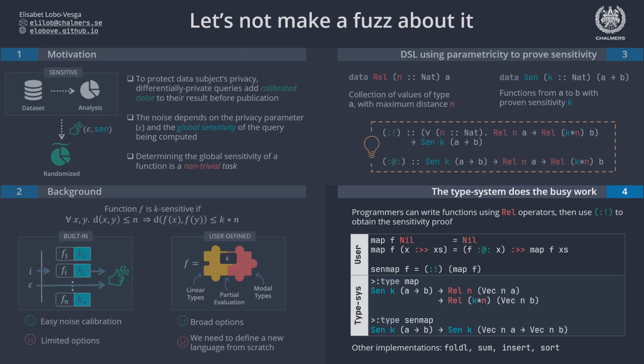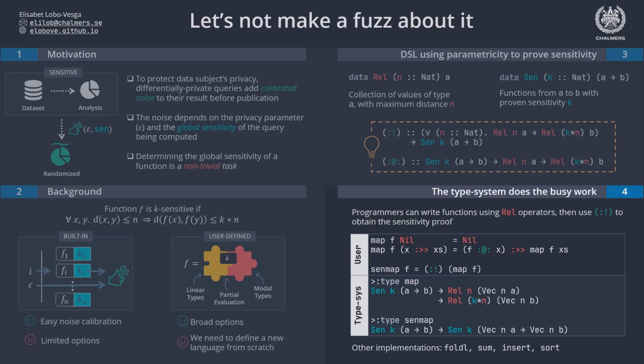Now we define senMap that takes a function f and calls bang over map of f. What is the sensitivity of senMap? The type checker indicates that senMap takes a function from A to B with sensitivity k and produces a function with the same sensitivity but lifted up to the vectors. With this simple interface, we have managed to implement several canonical functions such as foldL, sum, insert, and sort, and provide a sensitivity proof for all of them.